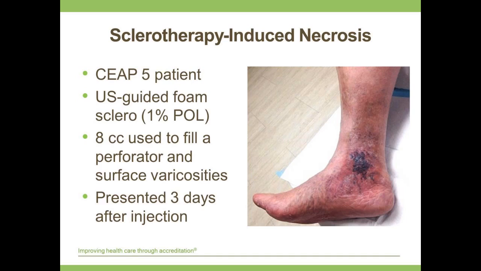8 cc's of polidocanol was used to fill the perforator, and this was milked out into an extensive network of surface varicosities.